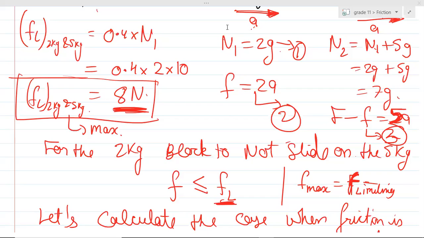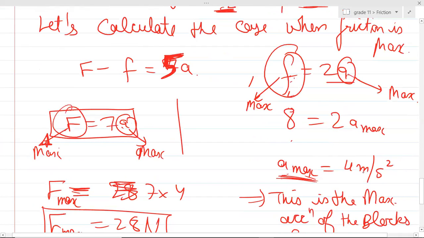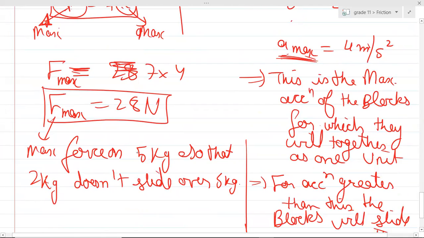Are you done drawing the equations and writing the maximum value of limiting friction and this concept? For the 2 kg block to not slide, the maximum force should be equal to limiting friction. So can you see, I'm trying to relate it with everything. f max, this is max, right? Maximum value is 8, 2 a max. Then we calculate a max as this. We put this a max over here to get F max. Yes or no, guys? So basically, this is the maximum force on the 5 kg so that the 2 kg doesn't slide over the 5 kg. This is the maximum acceleration.